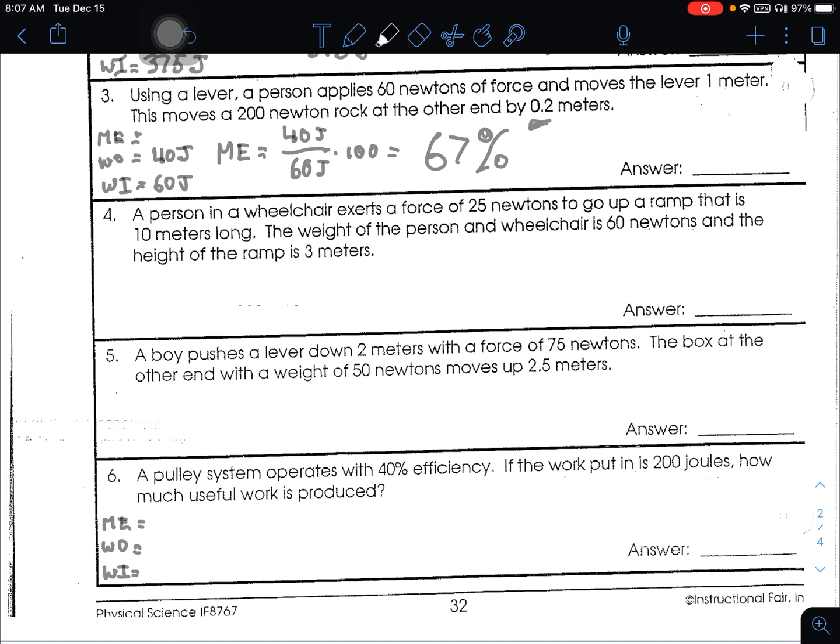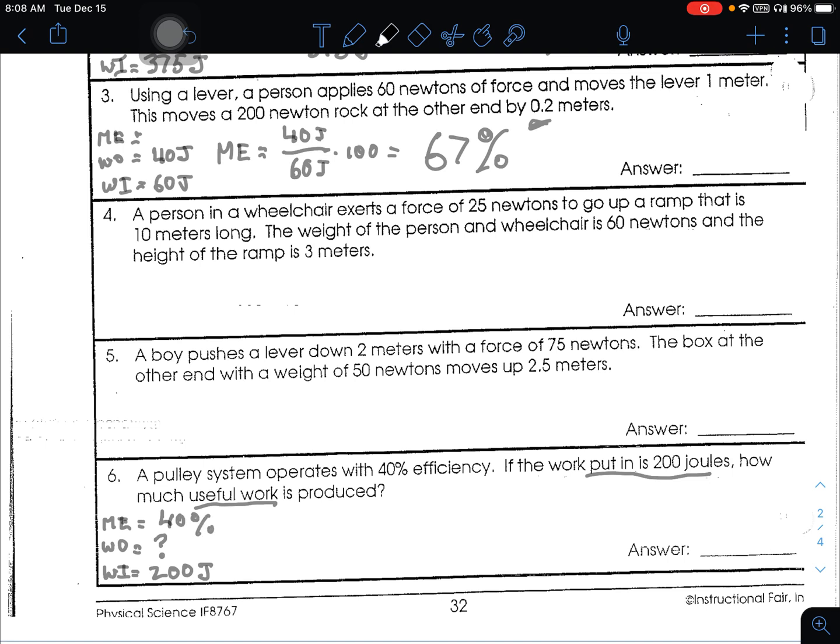Okay, so here's the twist here. It tells us right here the work put in is 200 joules. So that's my work input, 200 joules, okay? The twist here, though, is that it wants us to find the work output, how much useful work, which is work output, is produced. So it's asking us to actually calculate this, and it's giving us mechanical efficiency of 40%.